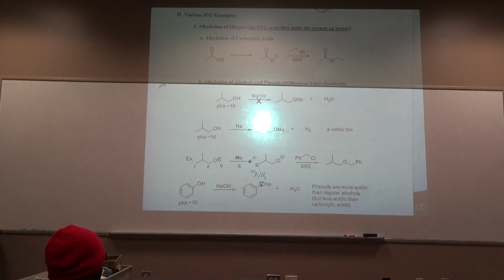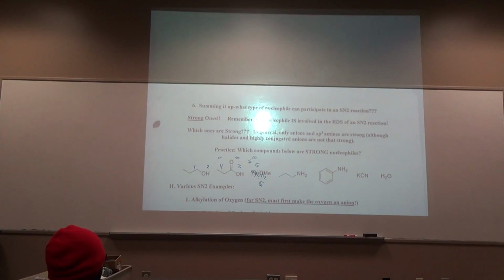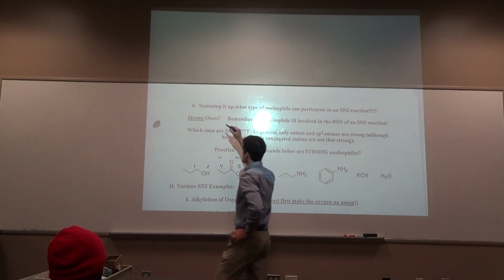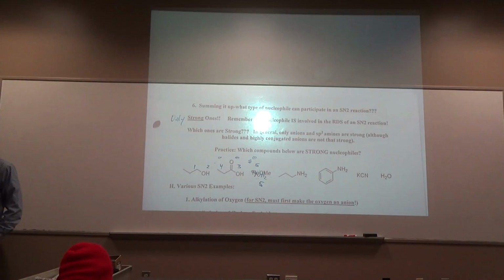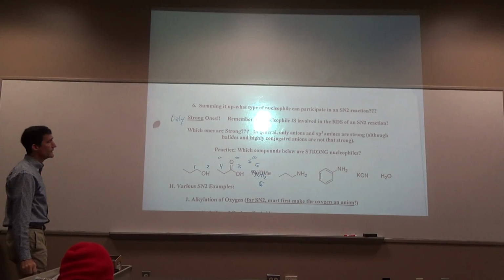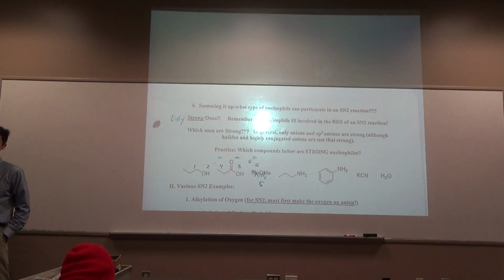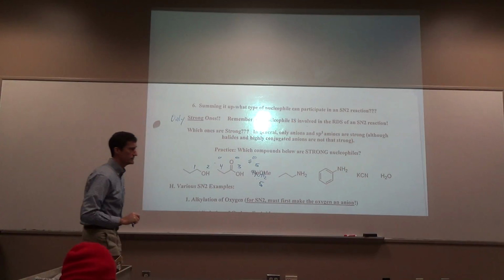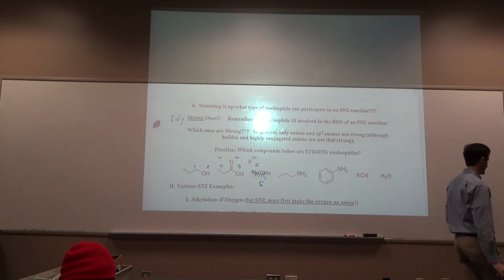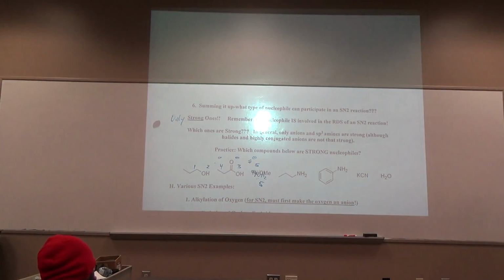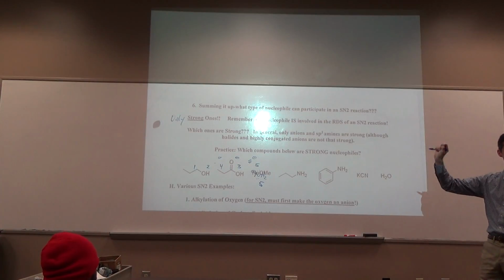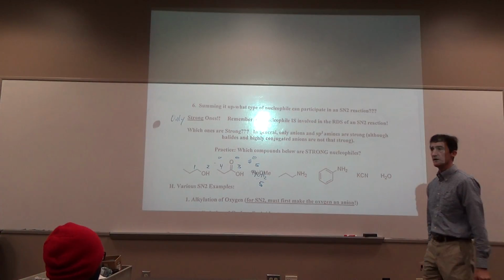Okay, nucleophiles, summing it up. What type of nucleophile can participate in an SN2 reaction? The answer is strong ones. You can put only strong ones. Now, this is a bit of a general statement because there are some exceptions, but that's a good starting point. You need a strong nucleophile. Why do you need a strong nucleophile?